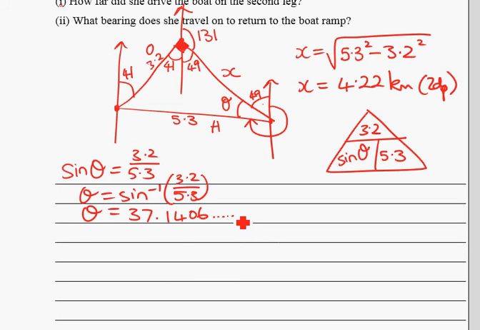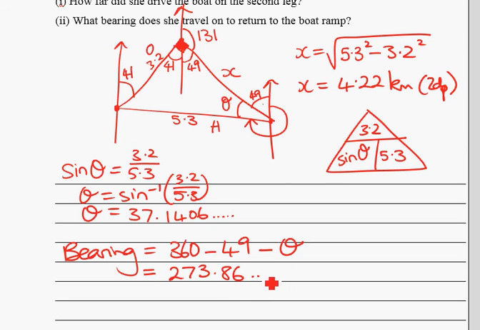Extra digits there, I'll leave them on the calculator. So the bearing will equal 360 minus 49 minus theta that we've just written down. Working all that out, 273.86. And we might round that to 274 to 3 significant figures.